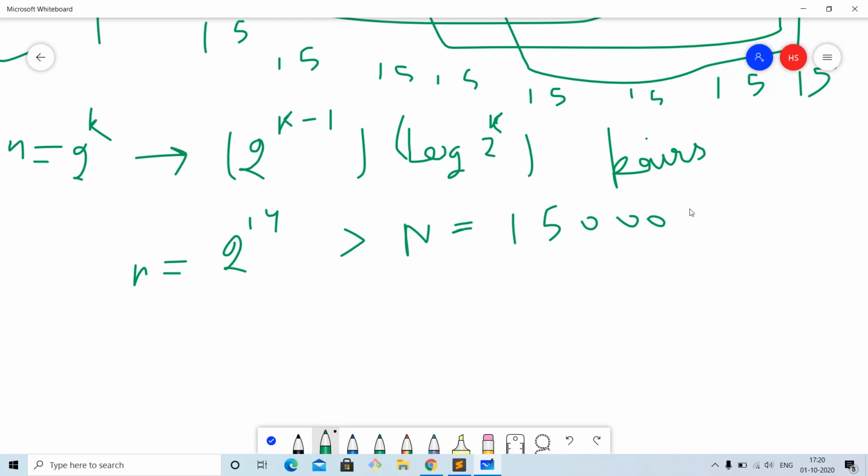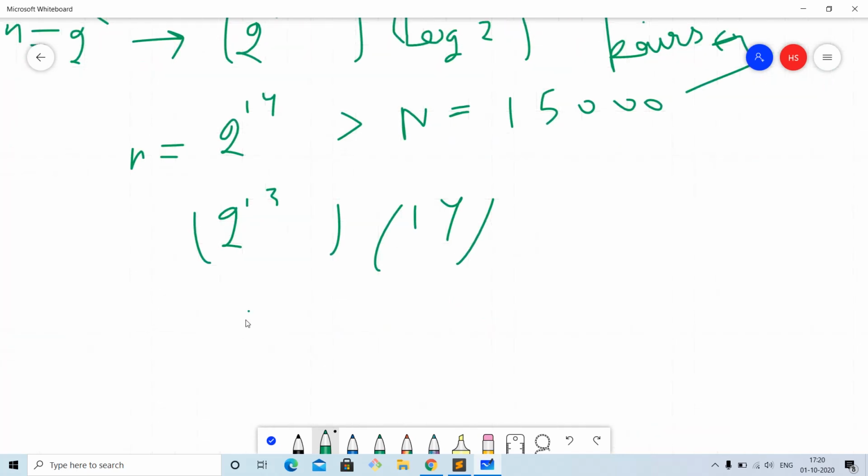If we use this for our formula, with n equal to 2 to the power 14, then we will have 2 to the power k minus 1, which is 2 to the power 13, times log of 2 to the power k, which is 14. So 2 to the power 13 times 14 is around 2 to the power 14 times 7. If you calculate 2 to the power 14 times 7, you will find that this number will be around 116, and then there will be three more digits. So it will be around 1 times 10 to the power 5.